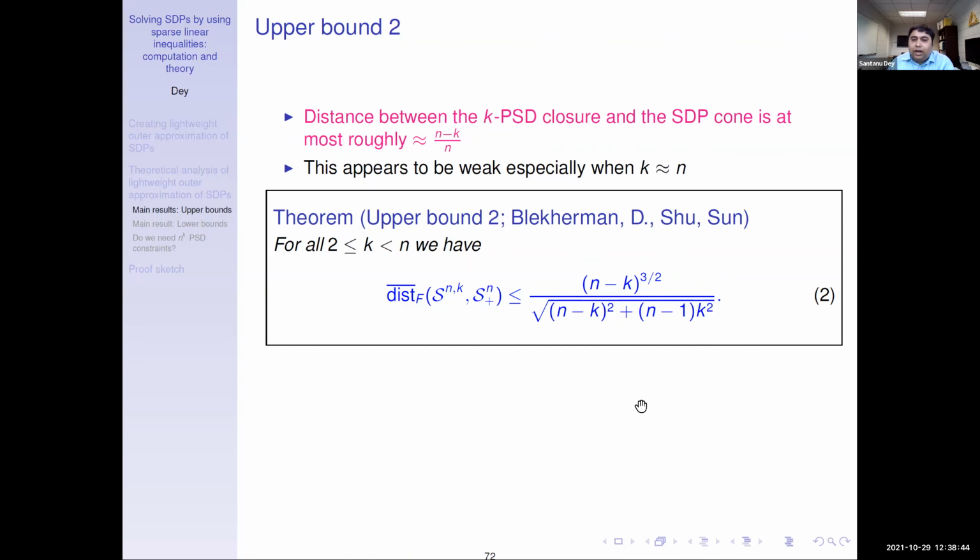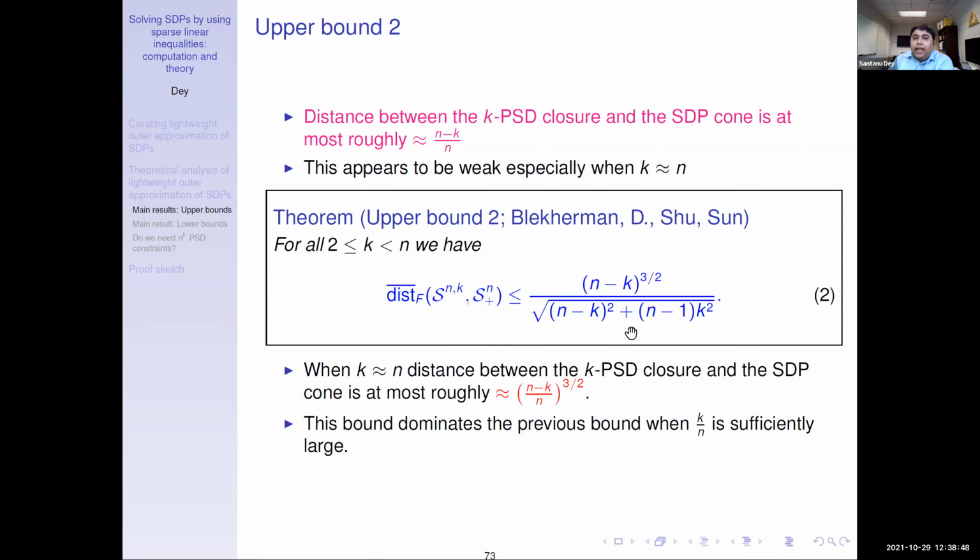Again, ignore this complicated formula, but the way to think about this upper bound is the following: if k is large, so k is really close to n, this term here is essentially 0, and this k looks like n. So this is essentially like an n cubed term with a square root. And so it says that essentially this distance is n minus k to the power 3 over 2.